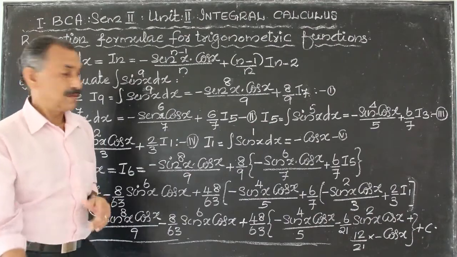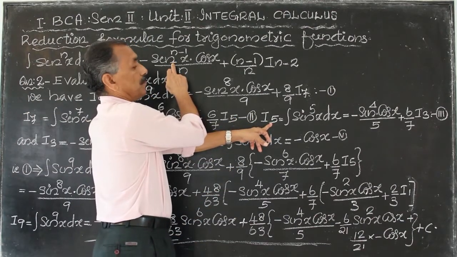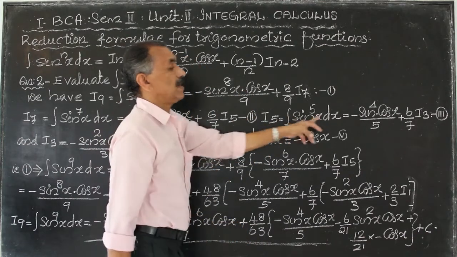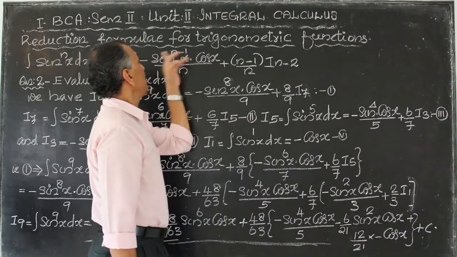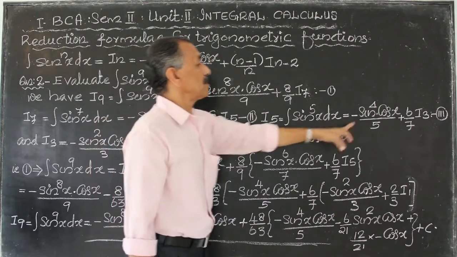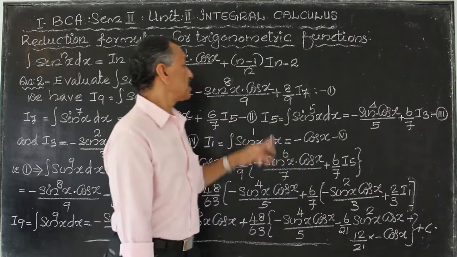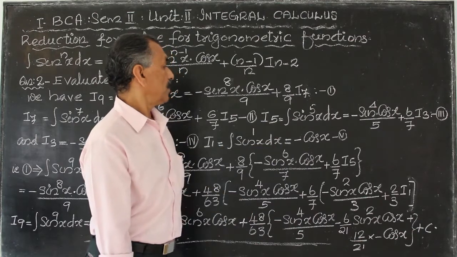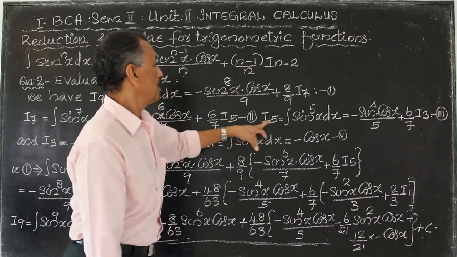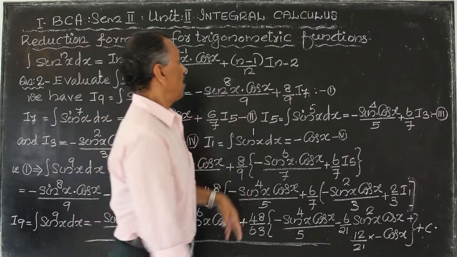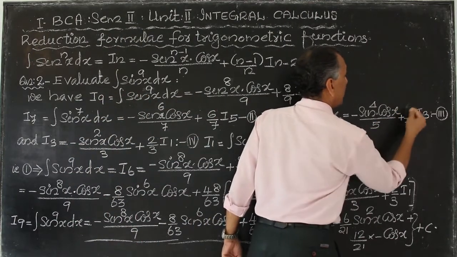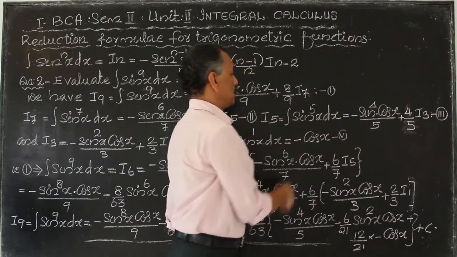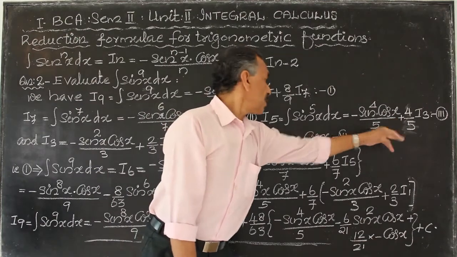Then we write I5. I5 is the integral of sin raised to 5x dx. Put n is equal to 5, that is minus sin raised to 4x into cos x by 5, plus n minus 1 by n, 5 minus 1, 4 divided by 5, into I n minus 2, which means I 5 minus 2, I3.